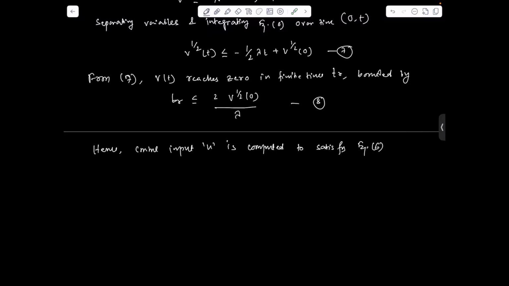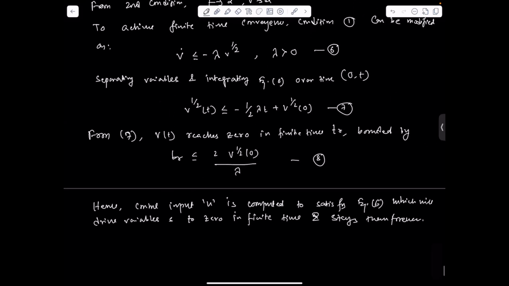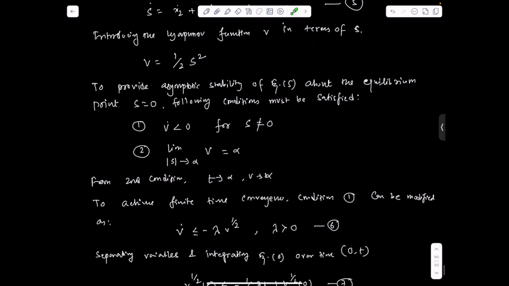So now, to satisfy 6, which will drive the variables to 0 in finite time, and stays there forever. So now we'll apply. So this is our Lyapunov function, this expression.